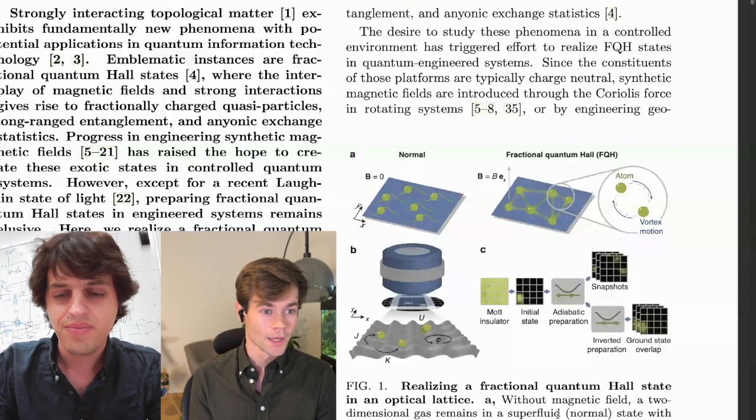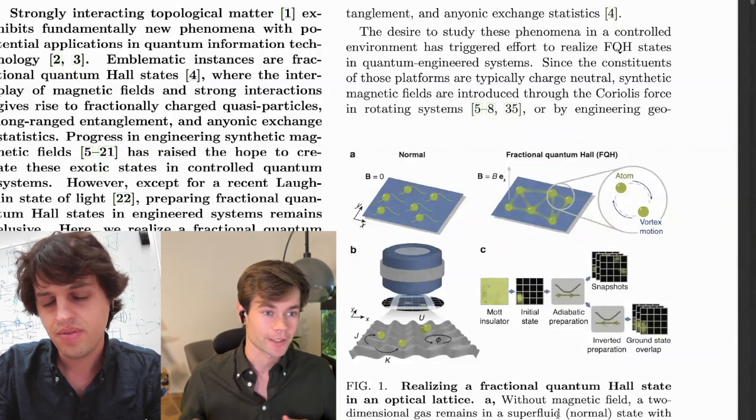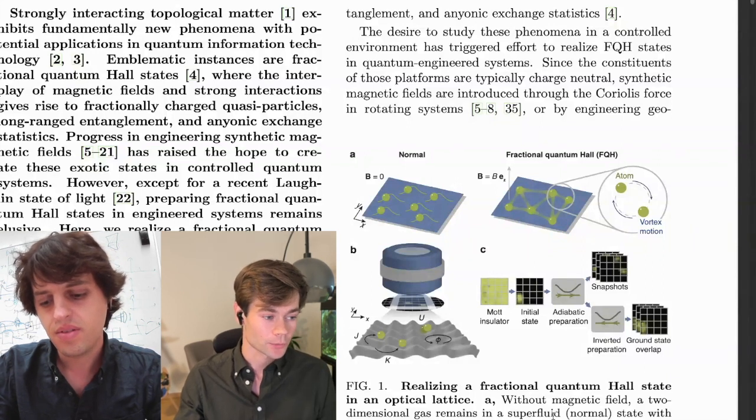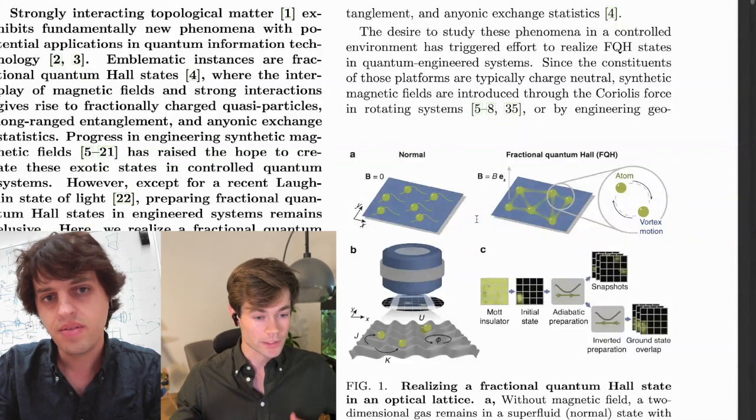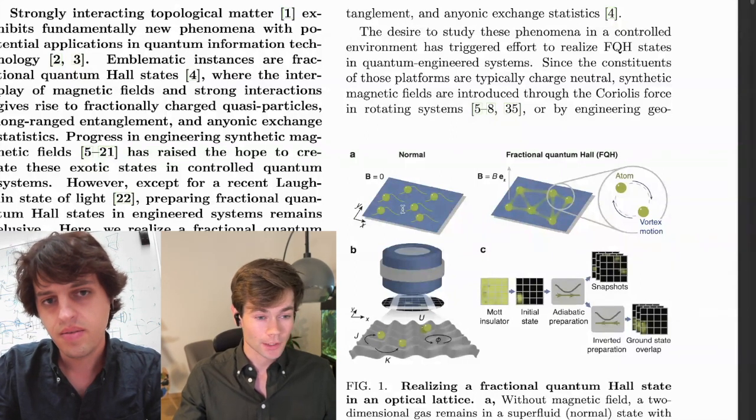Mm-hmm. Yes, and I think we'll talk about some applications of this in just a second, or potential applications. But first, I would like to dive a little bit deeper into how this actually works. So I think we have this figure 1a here that describes what the state preparation is for such a system. Would you mind describing just what happens, let's say, in this normal situation and then compared to when you have this FQH state?